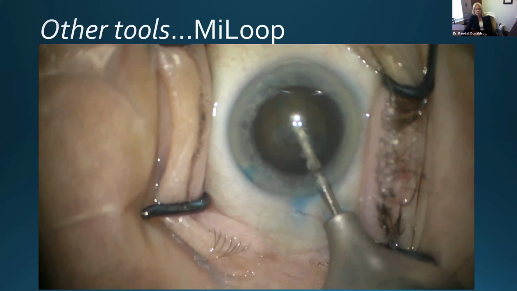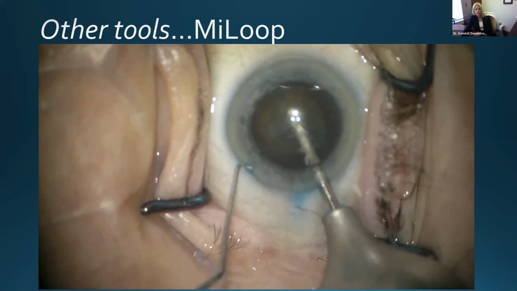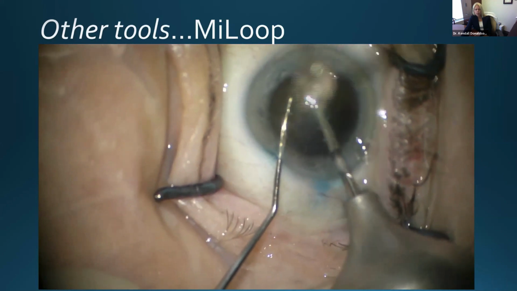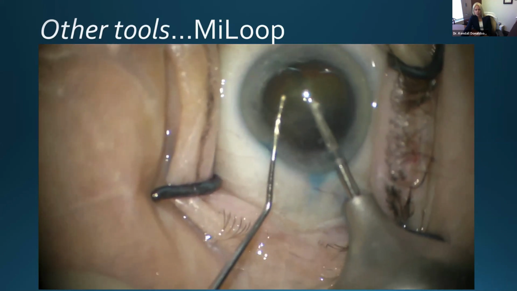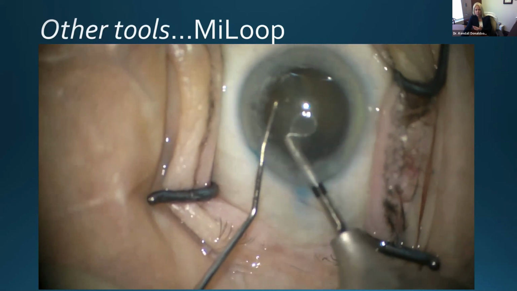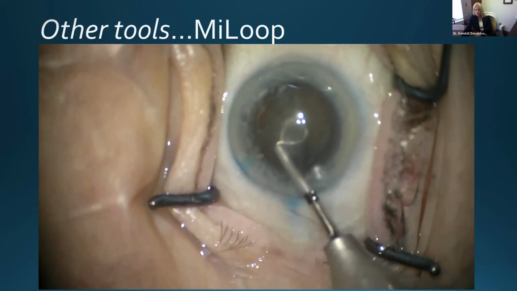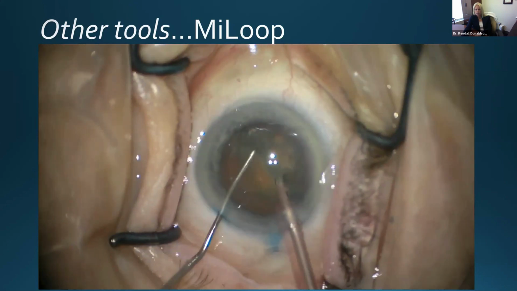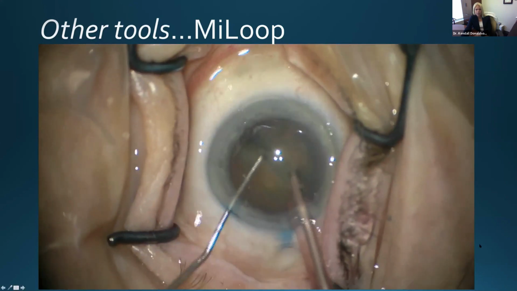So we're going to use a second instrument, a Nagahara here, just to hold that nuclear material back. So as you close the loop, it doesn't drag material into the anterior chamber near the endothelium. Okay, so that's basically the principle of the my loop. And let's just move on.